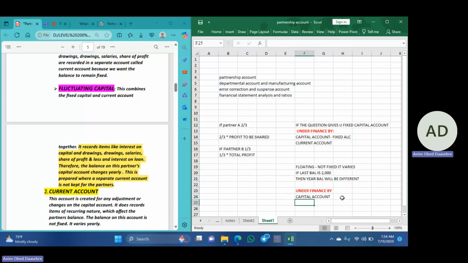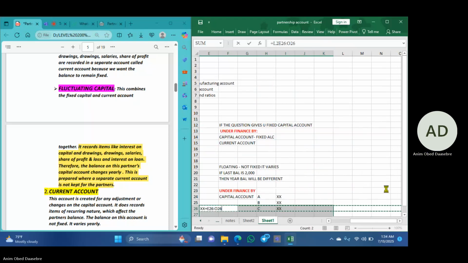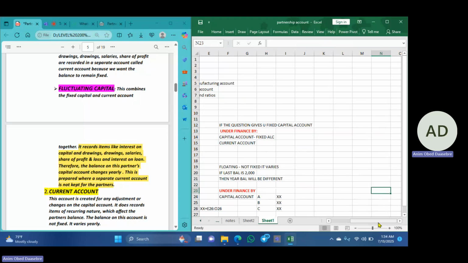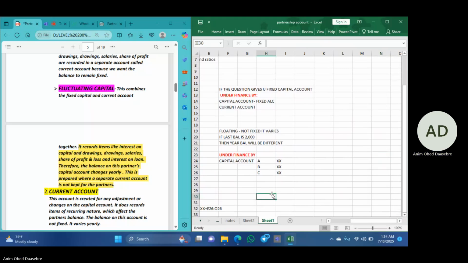If there are two, we record them. So partner A, partner B, maybe partner C. You record all of them, their balances, the balance that you get. You record it right here, under the finance by.